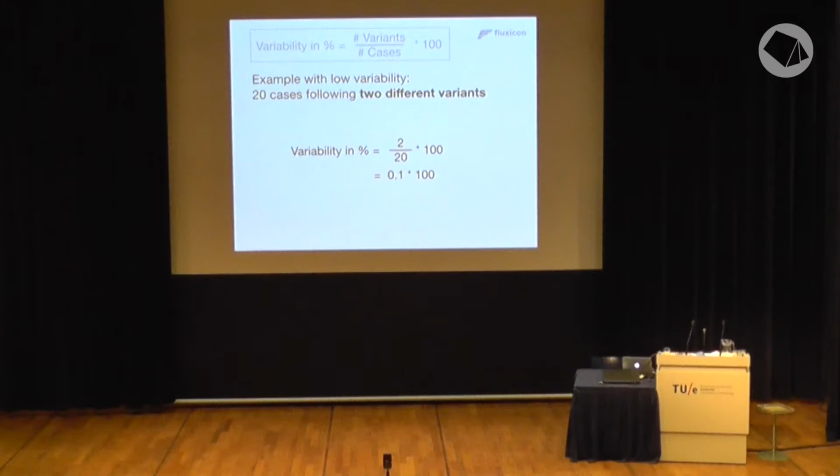If you look at another example here, where you have the same 20 cases, but they all follow 2 specific variants, then you have much less variability. If we calculate that, we would come out at 10% variability. And now imagine if you don't have 20 cases, but 200 cases, and these 200 cases would also just follow 2 variants. Well, then this number would go down to 1%, and it would reflect our intuition about it. If we have so many cases and so few variants, that indicates an even lower variability.